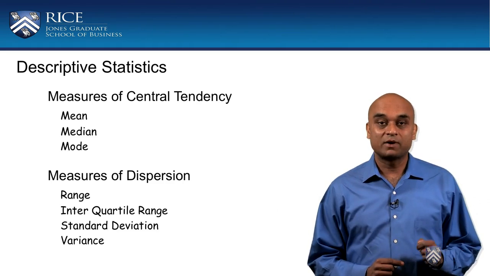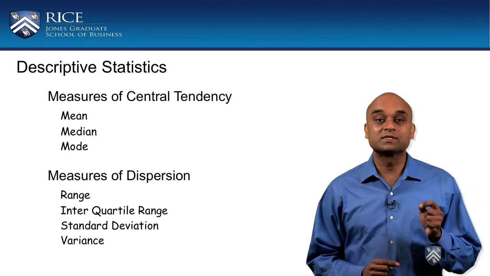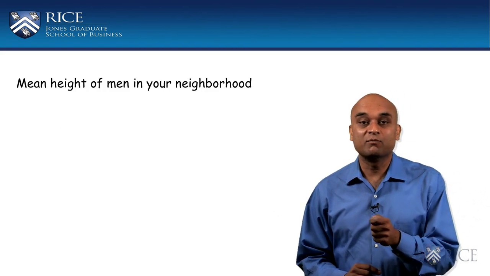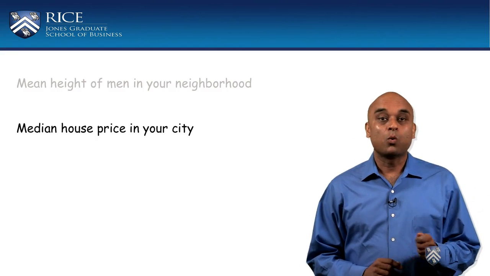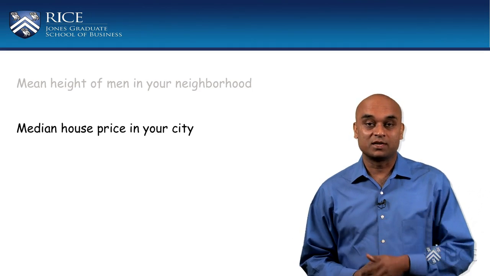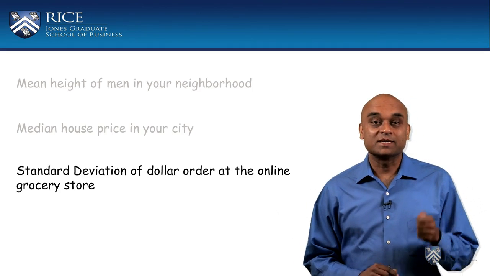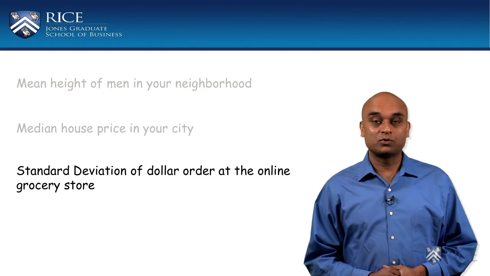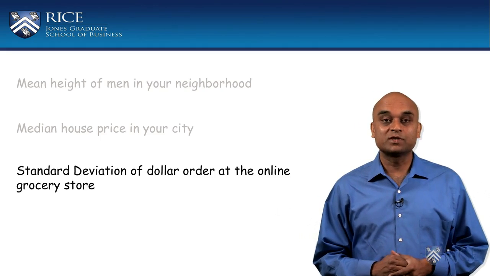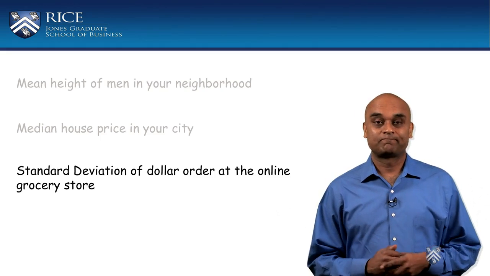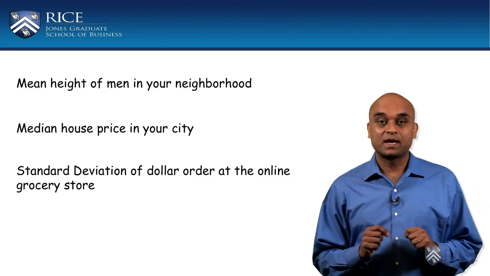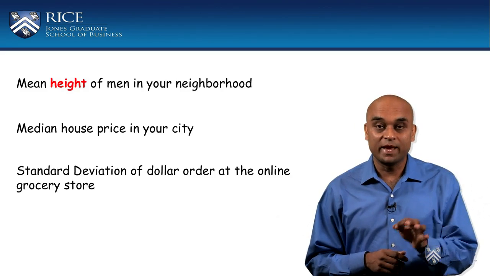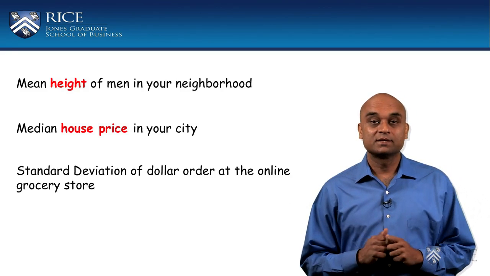These measures summarize the multiple observations on a single variable. For example, what is the mean height of men in your neighborhood? What is the median house price in your city? What is the standard deviation of dollar order received at the online grocery store, data from which we have used in past lessons, and so on. All these examples consider multiple observations on a single variable, the height of men, the house price, the dollar order.